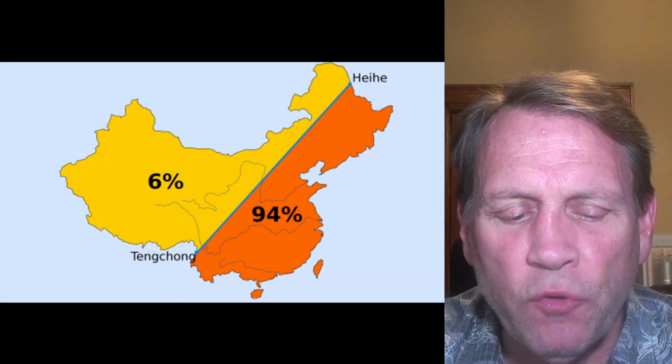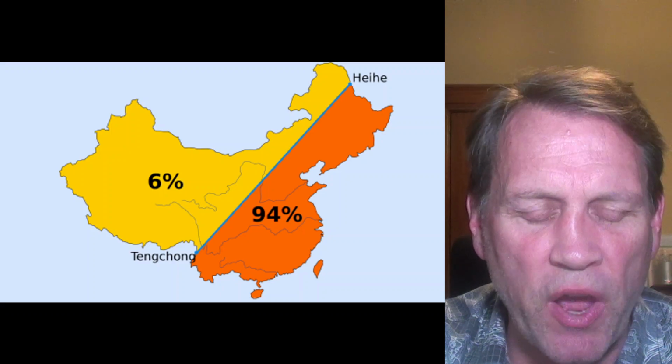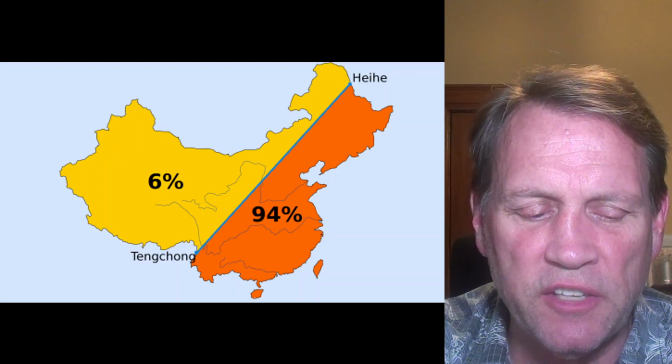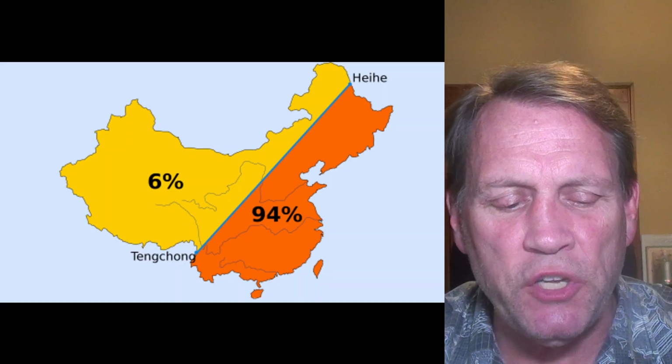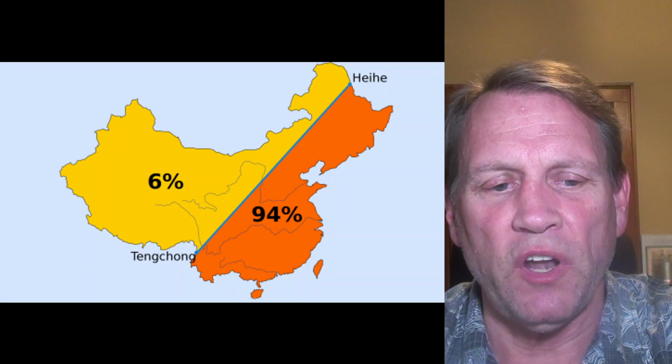Inversely, 94% of the Chinese live east of the demographic demarcation line. It's an imaginary line, but this is what Hu called it. And it covers just 36% of the total land of China.